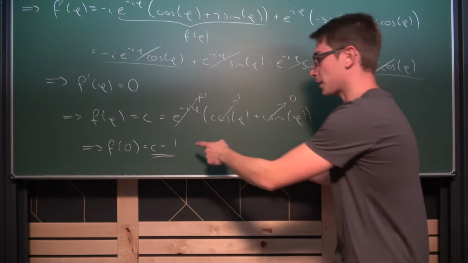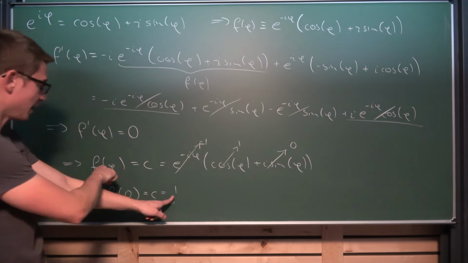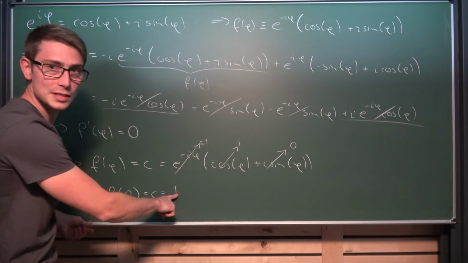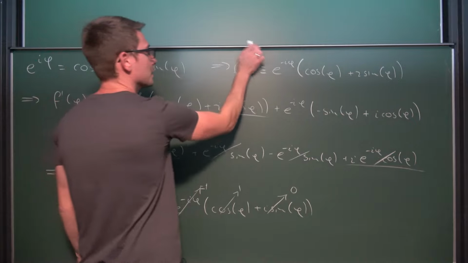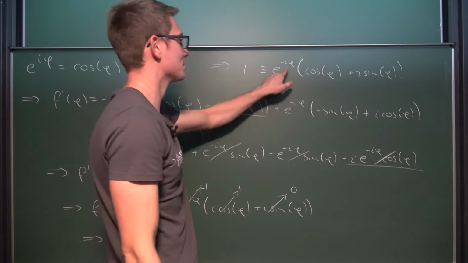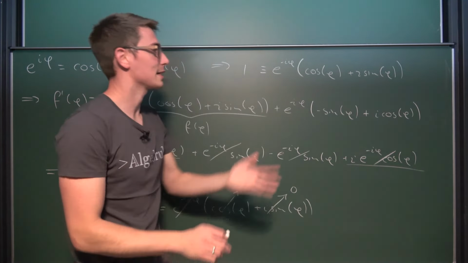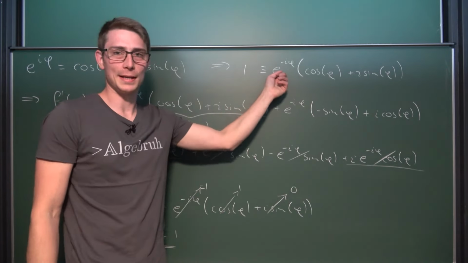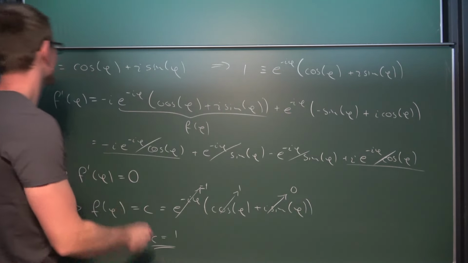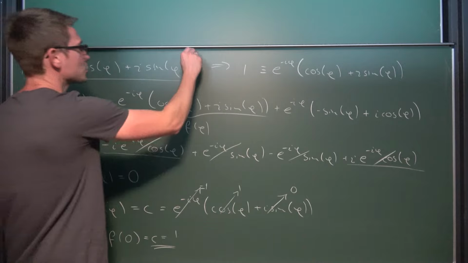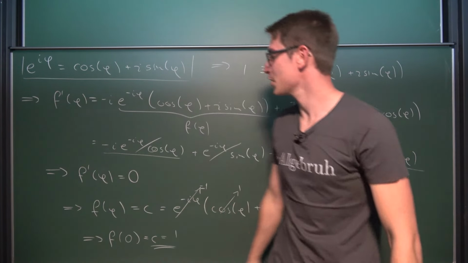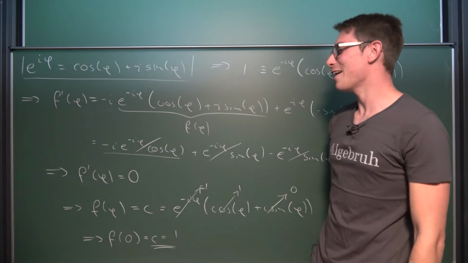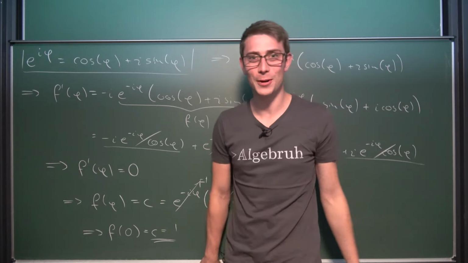Now let us trace this back. Our function f of phi is equal to a constant, which is 1. And 1 is equal to e to the negative i phi times the cosine of phi plus i times the sine of phi. Multiplying both sides by e to the i phi, once again, we are going to get Euler's formula out. And this right here concludes the proof using differential equations, which is a very fun one. And I hope you did enjoy what you have seen today.